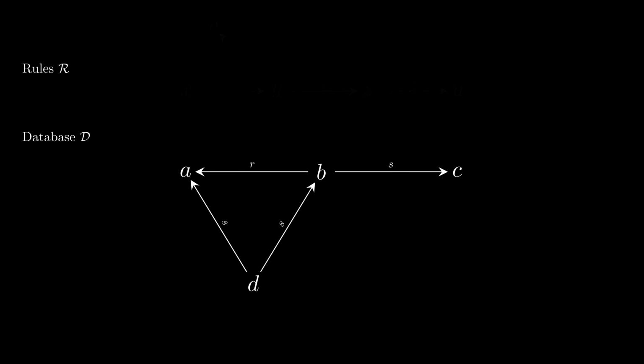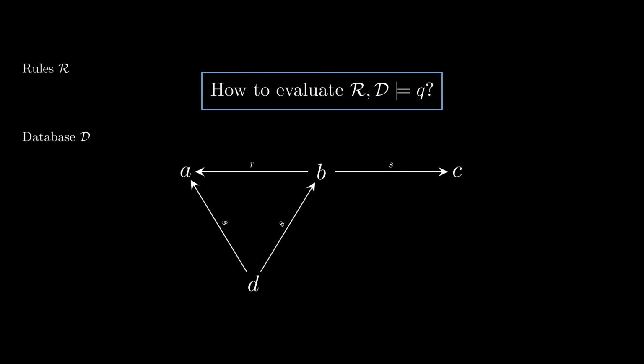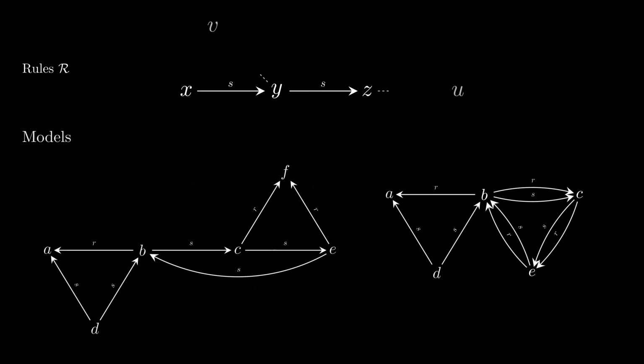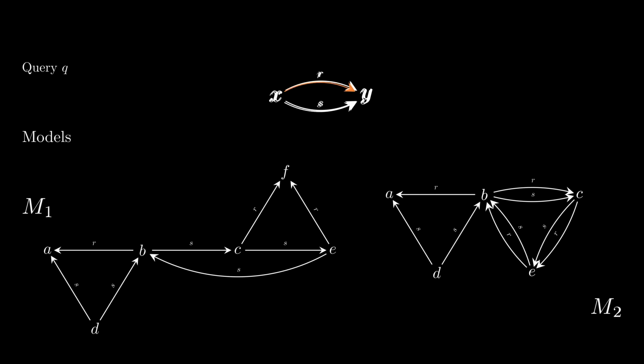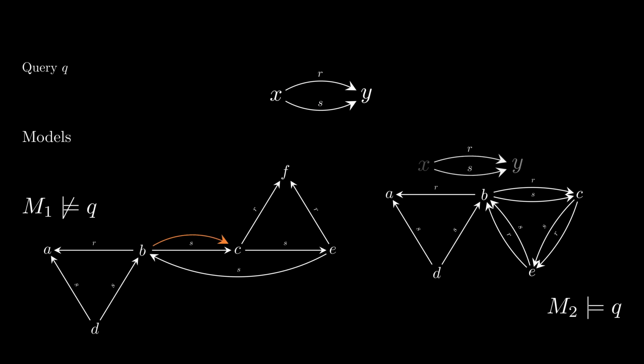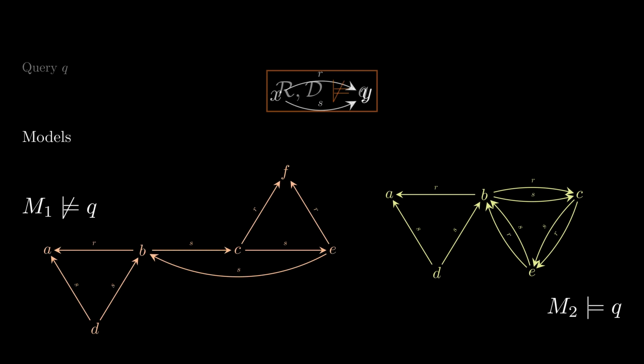I understand, but what does evaluating a query even mean in that context? Well, since the data might be incomplete with respect to the rules, you now look at all possible ways to complete the data so that the rules are satisfied. Each possible completion is called a model, and we want the query to hold in all models.